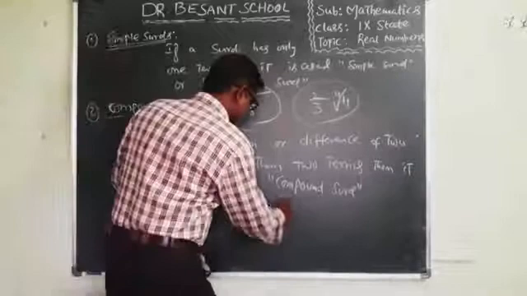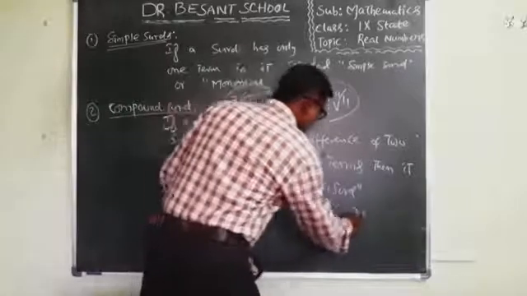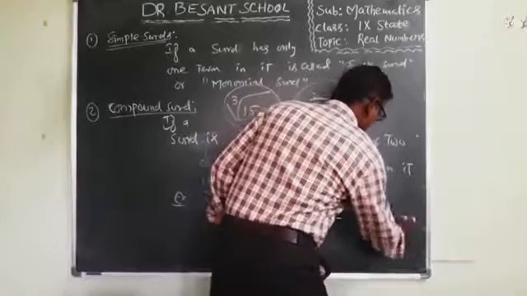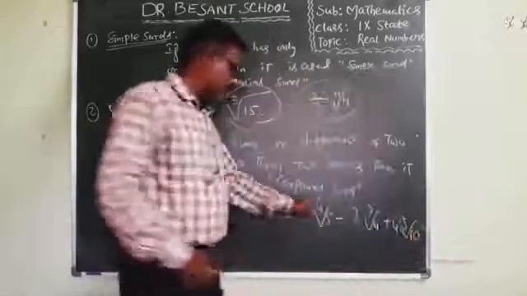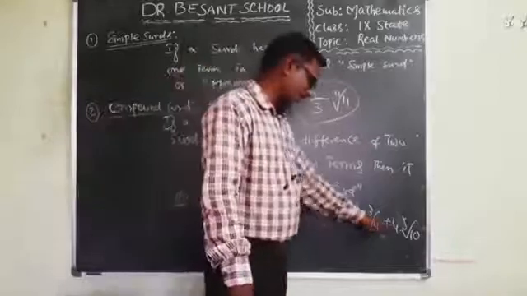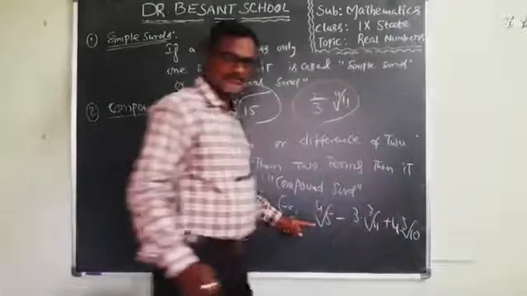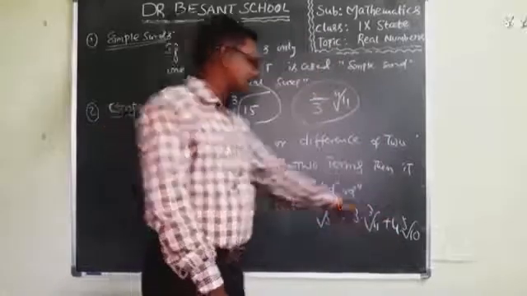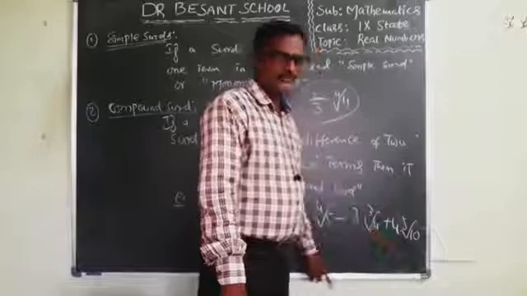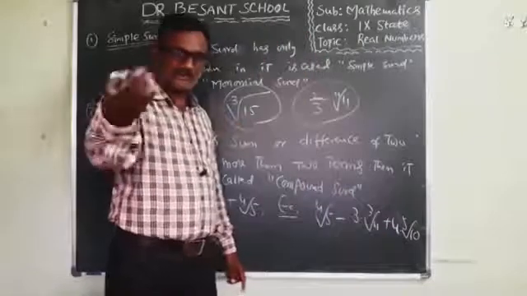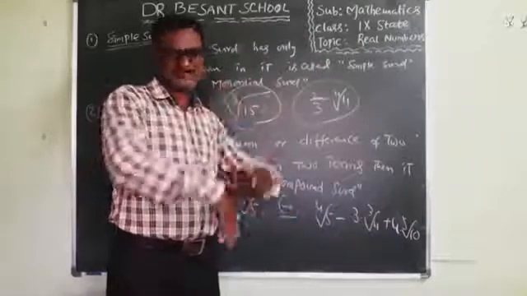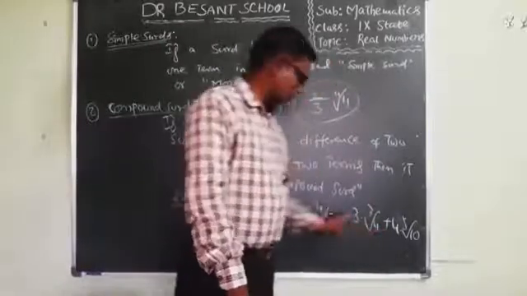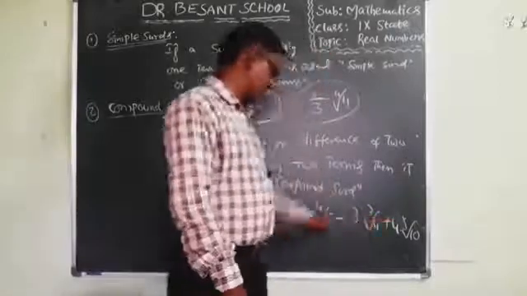Let me write one more example. 4th root 5 minus 3 into cube root 11 plus 4 into 5th root 10. Once verify. This is a sum and difference of three surds. Of course, you can use only plus, or only minus, or both plus and minus. No problem. So this is the sum and difference of more than two surds. One, two, three surds are there.